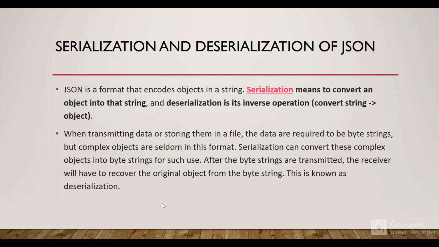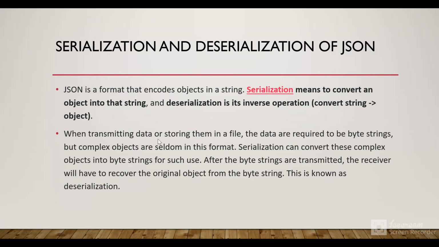So let's discuss what is serialization and deserialization of JSON. So JSON is a format that encodes an object in a string. Serialization means to convert an object into that string, and deserialization is just the inverse operation, converting a string into an object, or in Apex we'll call it a map.